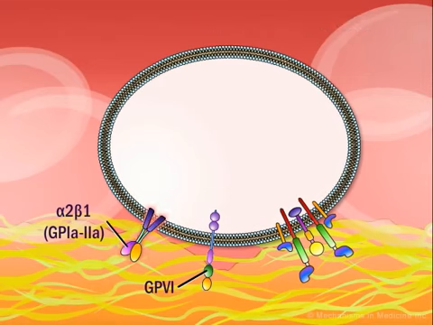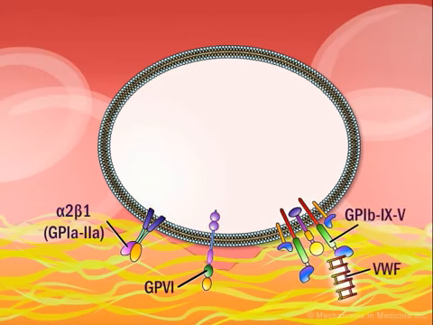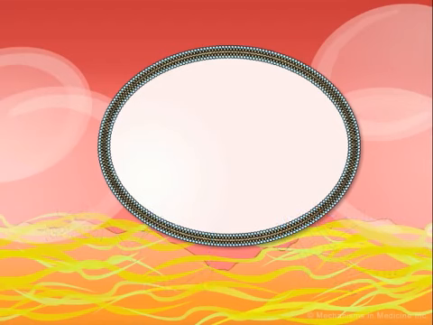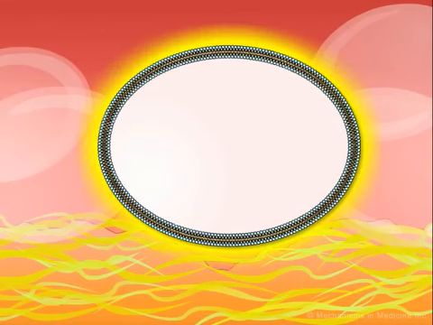At high shear, alpha-2 beta-1 and GP6 are not sufficient to initiate binding to collagen, and binding of the GP1b-9 receptor to von Willebrand factor, abbreviated here as VWF, that is immobilized on collagen, becomes essential in platelet adhesion. Platelet adhesion at the site of vessel wall damage initiates activation events that result in aggregation.